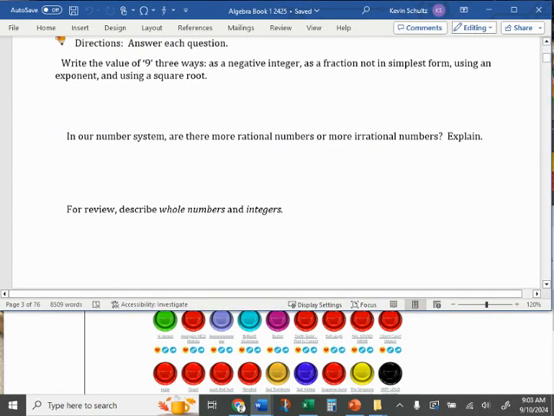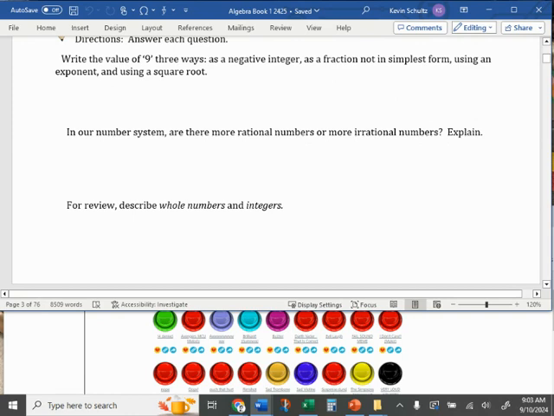Second part says answer each question. It says write the value of 9 three ways: as a negative integer, so we kind of bring back integers a little bit, a fraction that's not in simplest form, using an exponent, and using a square root. So I say write the value three ways. I give you four options. You need to choose three of those four.